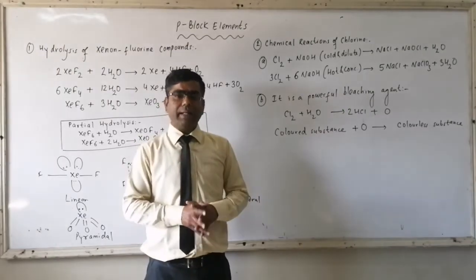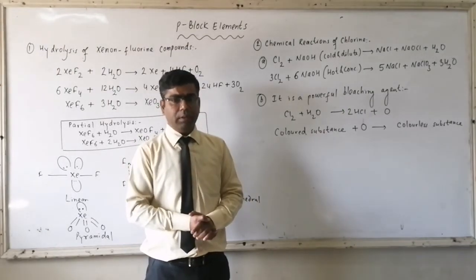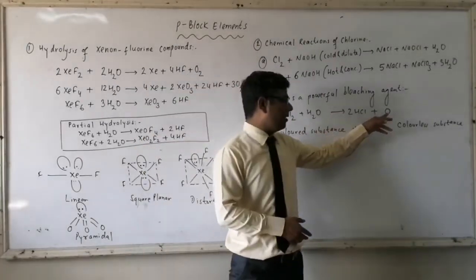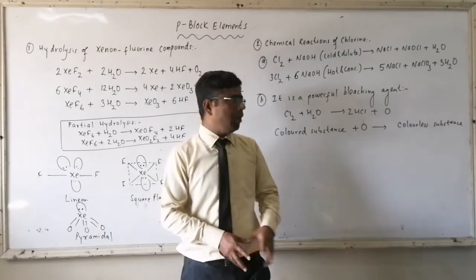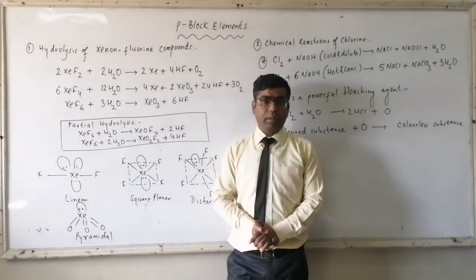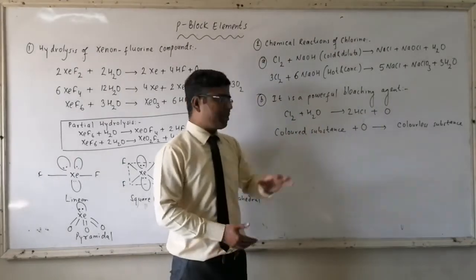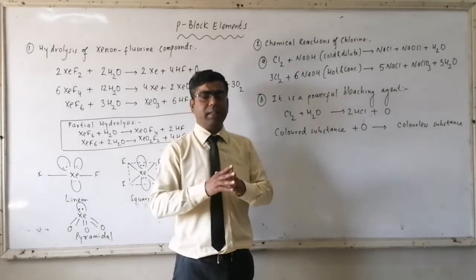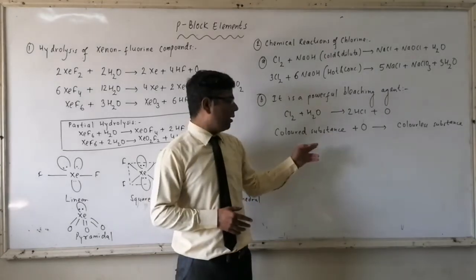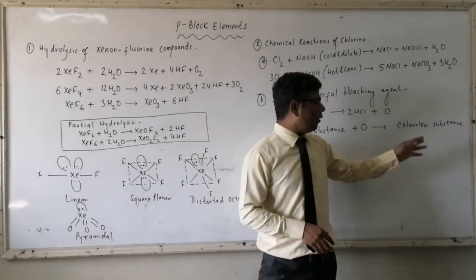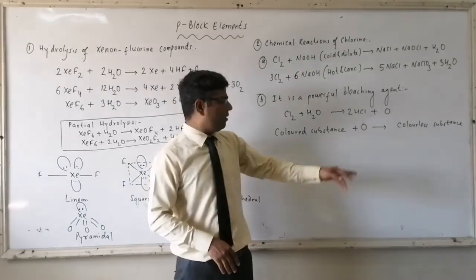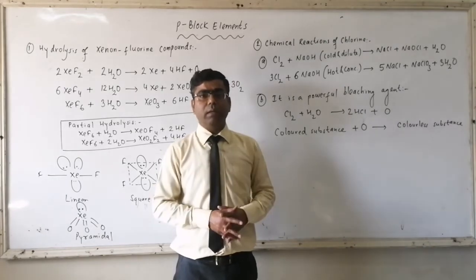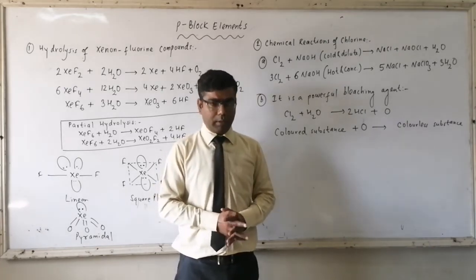Then about the bleaching property. Chlorine water acts as a powerful bleaching agent. Reason is very simple. Chlorine reacts with water and produces HCl plus nascent oxygen, atomic oxygen, which is highly reactive in nature. This oxygen reacts with colored substance and makes it colorless. So nascent oxygen with colored substance gets converted to colorless substance. So this nascent oxygen is responsible for the bleaching property of chlorine water.